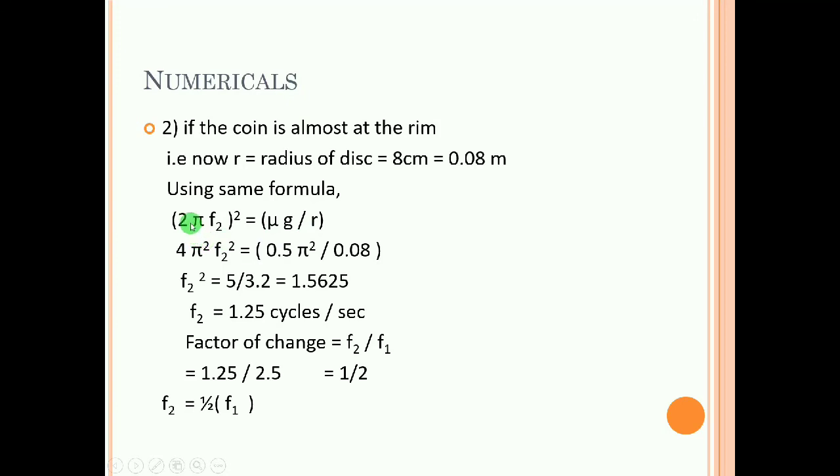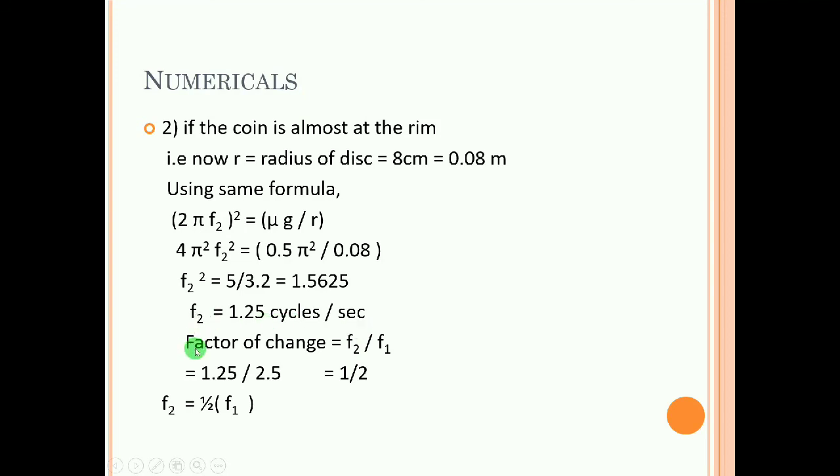Again we take the square of this whole bracket term. So 4 pi square f2 square is equal to mu, which is 0.5, g, which is pi square, and r, which is 0.08 here. So for f2 square, pi square cancels again, and you shift this 4 to the denominator on the other side. So we are getting 5 by 3.2. If you solve this, you get 1.5625. Taking the square root of this, we get f2 as 1.25 cycles per second. So this is f2 for the second condition.